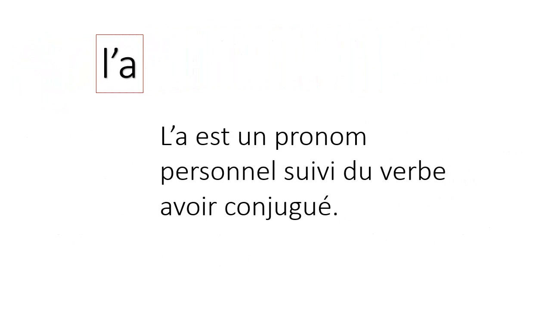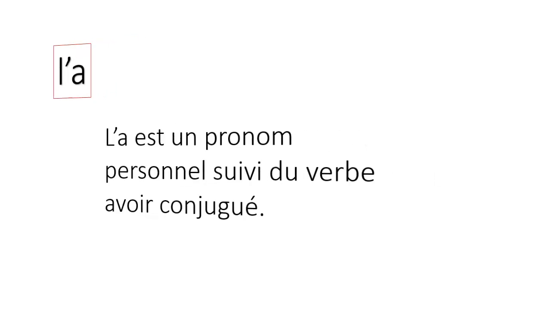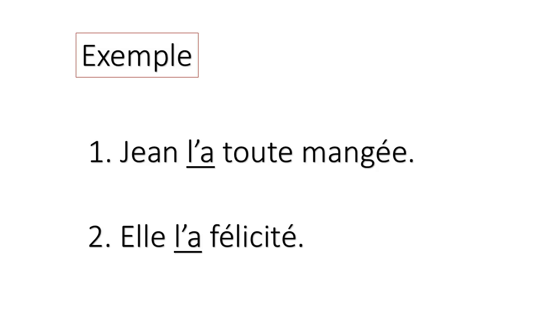Then, l'a is a personal pronoun, followed by the conjugated verb to have. For example, Jean l'a tout mangé. Second example, elle l'a félicité. Here, you can see that l'a follows the group subject of the sentence. It is normal since a, in this case, is a verb.